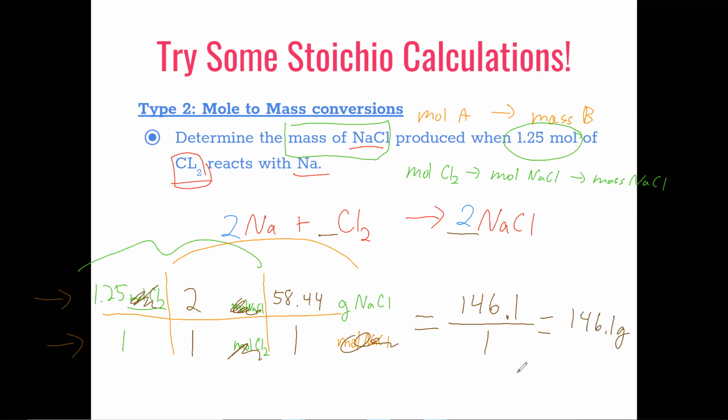Now, is that proper sig figs? No, because 1.25 has 3 sig figs, so this can only have 3 sig figs. So we're going to round that off to 146 grams of NaCl.